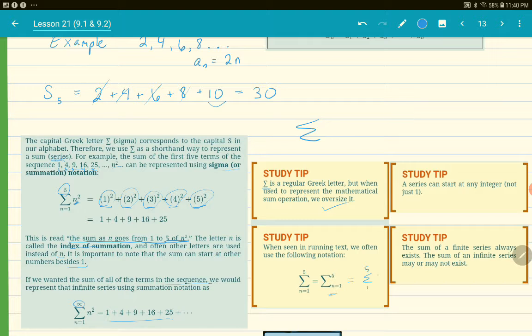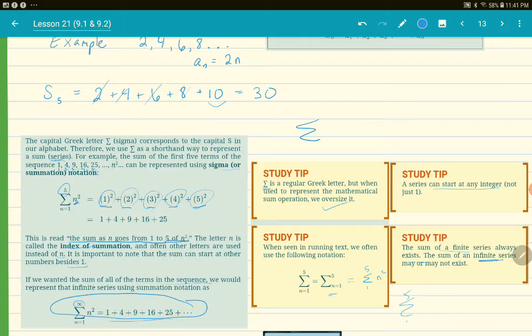As in when you see your equation, say n squared, it'd be obvious that the only variable there is the one I plug in my 1 for. A series can start at any integer, not just one, and the sum of a finite series always exists. So if I have just the sum of the first 5, 1 through 5, I'll be able to add up those 5 numbers just by adding them. But the sum of an infinite series, like this guy, does not always exist.